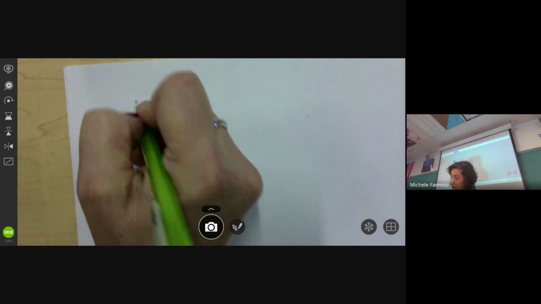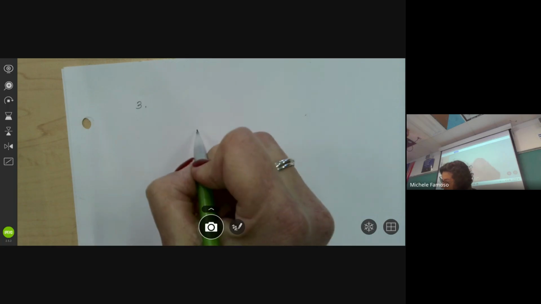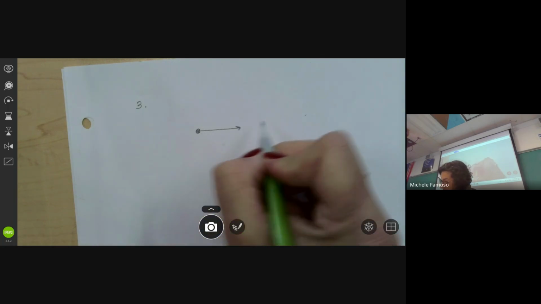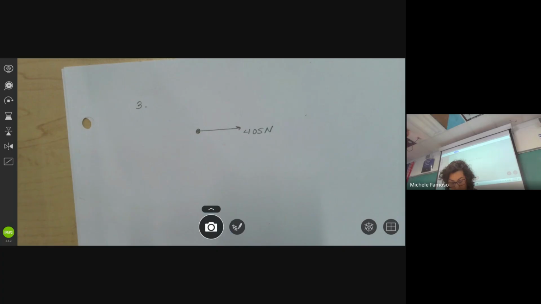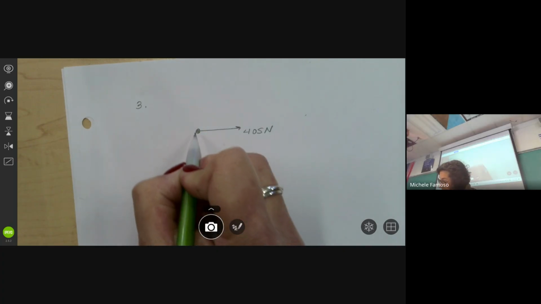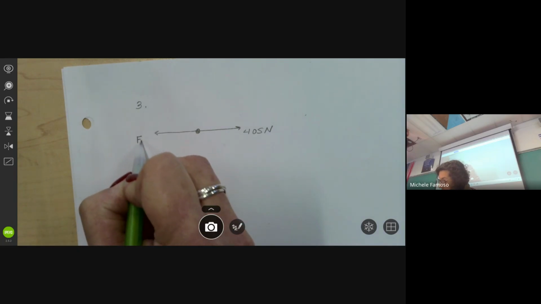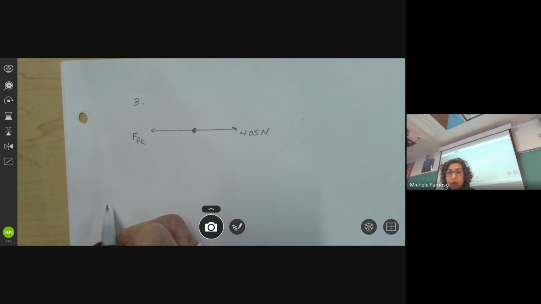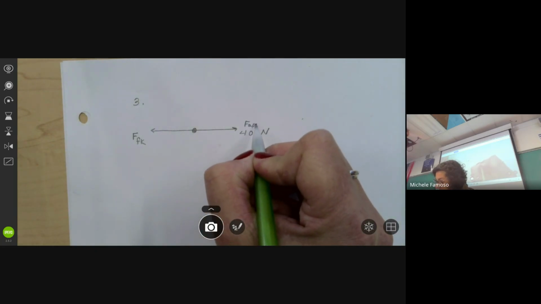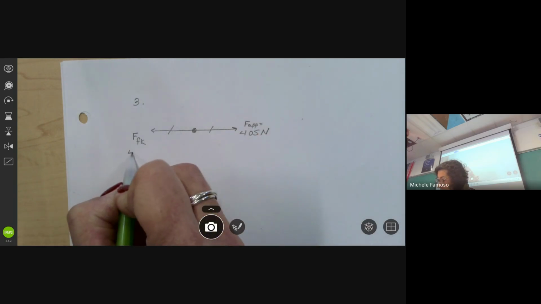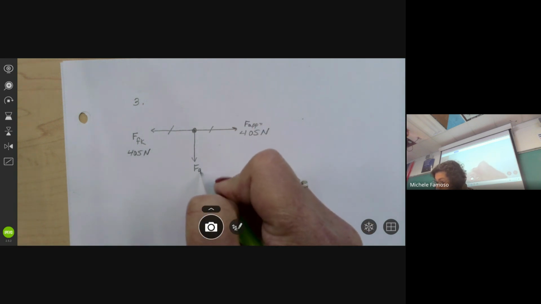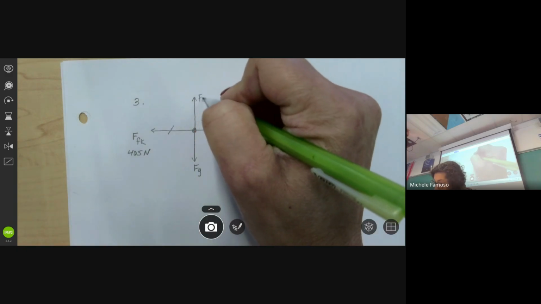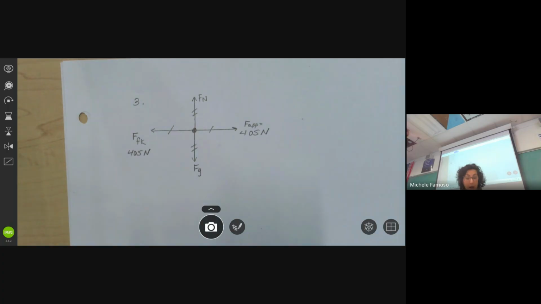All right, so in question number 3, it says that we have a rightward force of 405 newtons. So let me start with a free body diagram. There is this rightward force, which is 405 newtons, being used to drag a large box across the floor at a constant velocity. So since there's a constant velocity, we know there is a force of friction opposing this applied force and balancing it. So this is also 405 newtons. Now the box has some weight and there is a normal force acting up. These are going to balance as well.